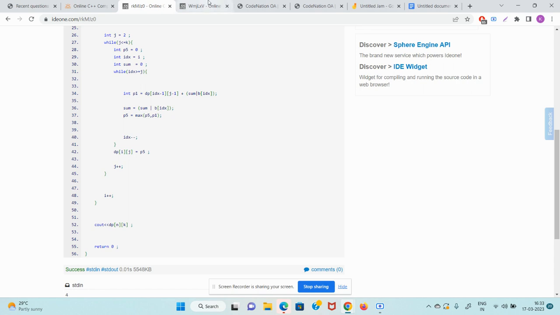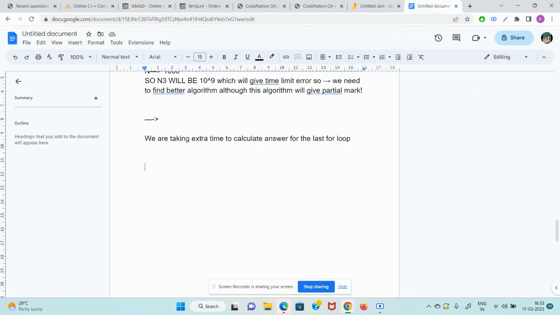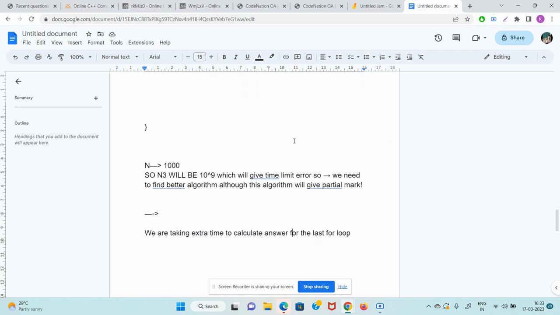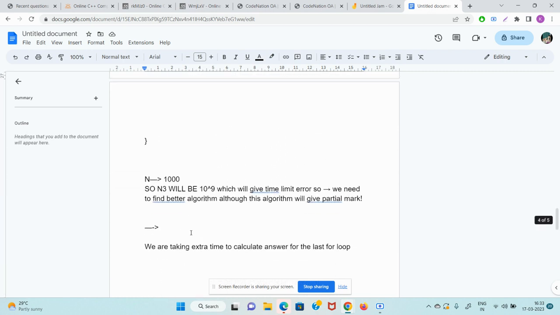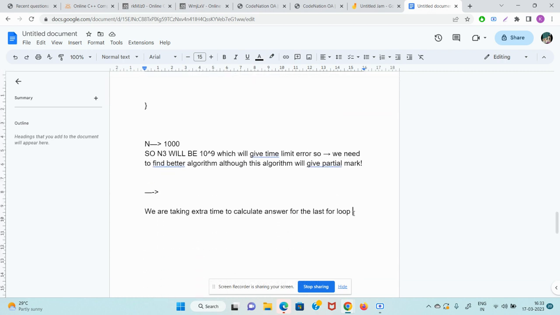So guys, my first observation is that we are taking extra time to calculate the answer for the last for loop. So this for loop we should try to reduce. One more observation is that the bitwise OR of a range only changes for a maximum of 20 times. I will explain why.